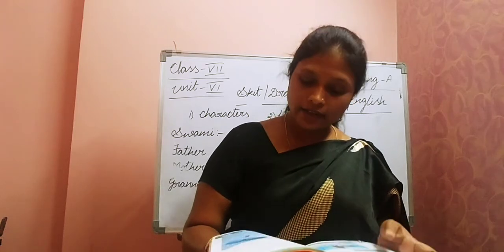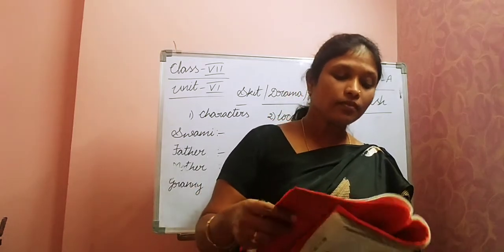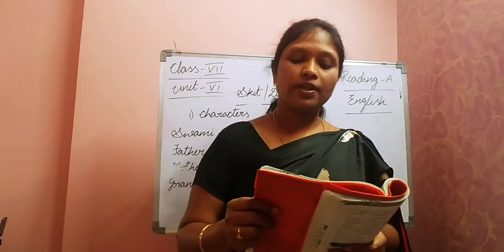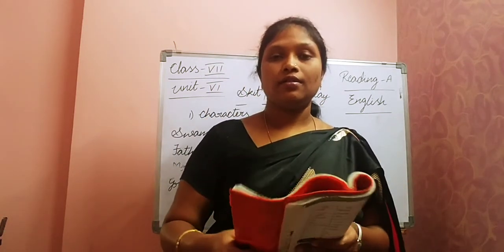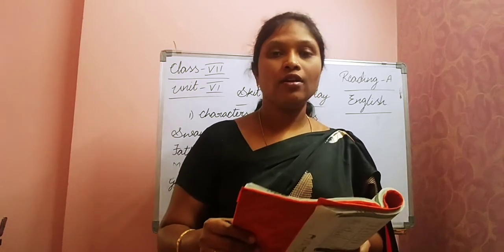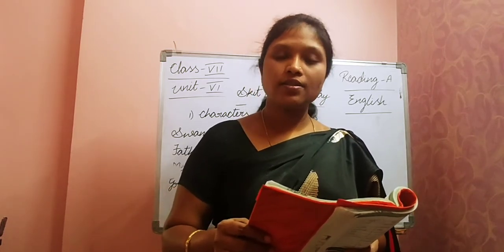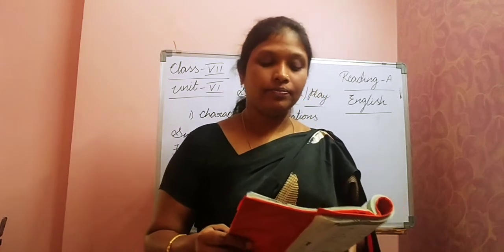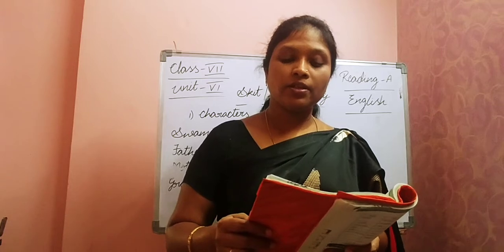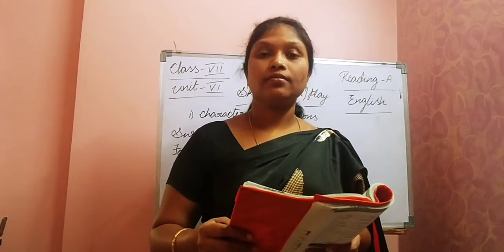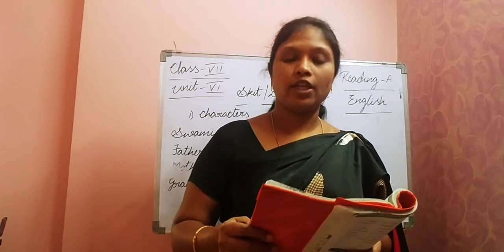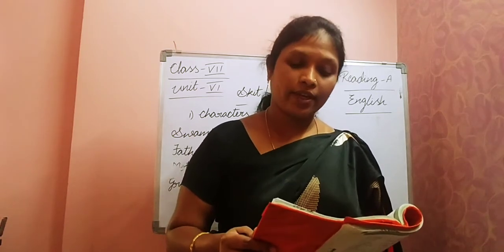Open page number 97. First question: How old was the child when she was picked up by the eagle? It is a very easy question, right? She was a 4-year-old girl. Next, in which country did the child live when she was picked up by the eagle? She was living in Norway. The name of the country was Norway.